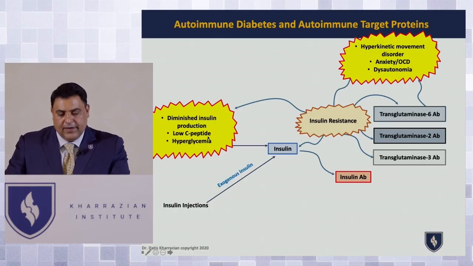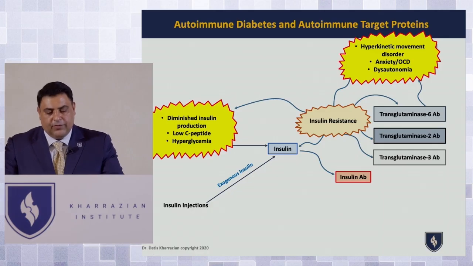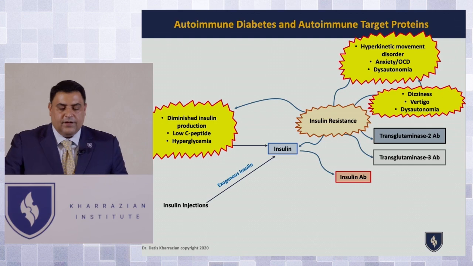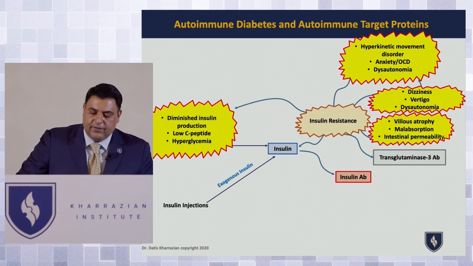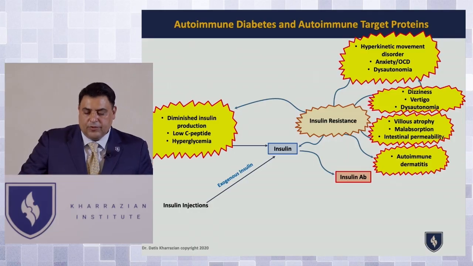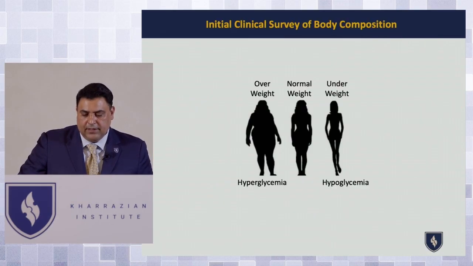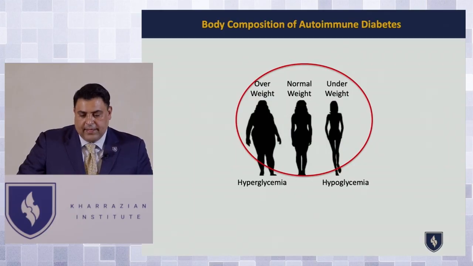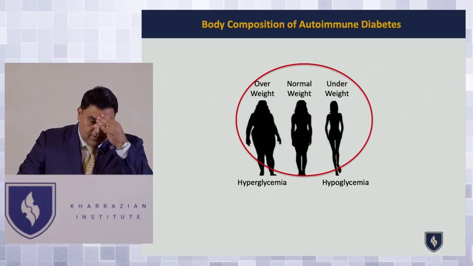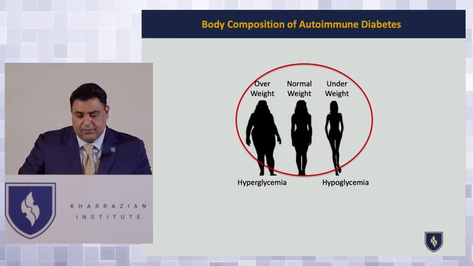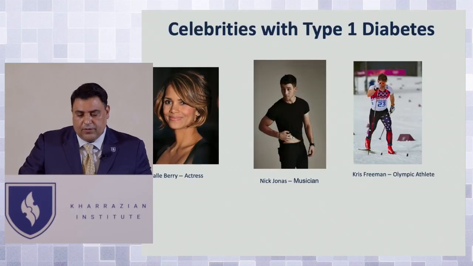And if their GAD65 is expressing in their brain, they can get anxiety, dysautonomias, hyperkinetic movement disorders. If they also have transglutaminase 6, they can get vertigo, dizziness, dysautonomias. With transglutaminase 2, they can get villus atrophy, malabsorption syndromes, and with transglutaminase 3, they can get autoimmune dermatitis. Eventually, if they start to react against their insulin, then you get an exogenous insulin autoimmune pattern as well. Now, you should also know that there are people that have overweight patterns and still have autoimmune diabetes, but you definitely want to suspect it in your normal or underweight patients.